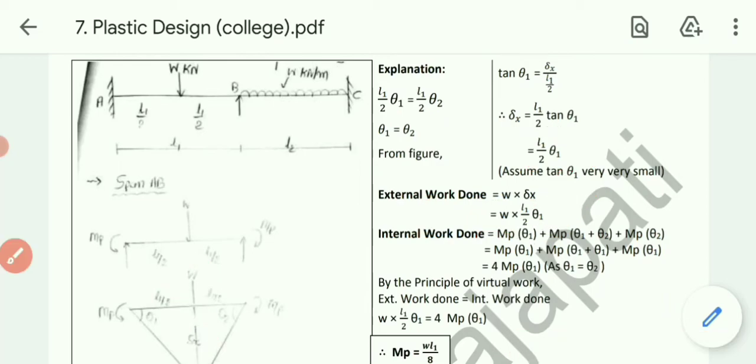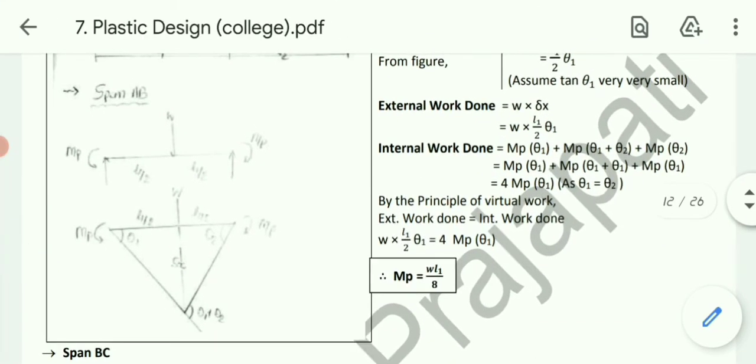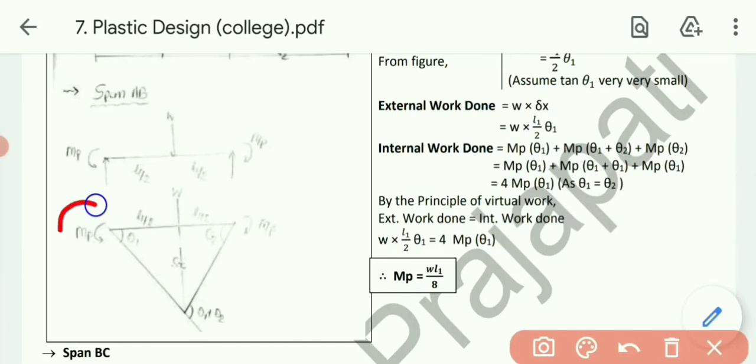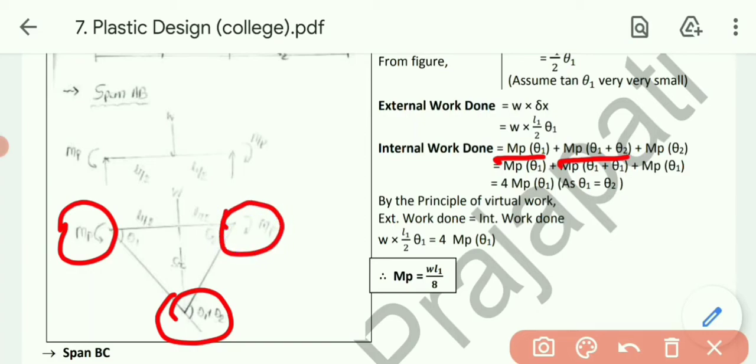Now let's talk about internal work done. First of all this MP will be considered, so MP into theta 1. Then the central MP will be considered, so MP into theta 1 plus theta 2, and then the right hand side MP will be considered, so MP into theta 2. Now as we know that theta 1 equals theta 2, so these theta 2 terms will be converted into theta 1. Ultimately all are theta 1, so the summation will be 4 MP theta 1.